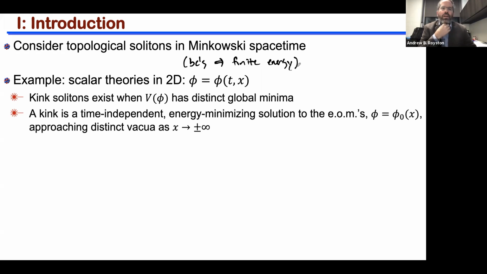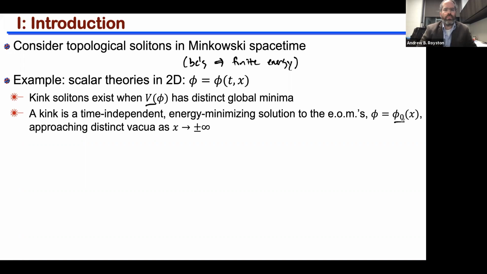That's 2D linear sigma models with a single scalar field. So that's a function phi of t and x. So these theories have a field theory potential V of phi, and kink solutions exist when V of phi has distinct global minima. And a kink is a time-independent, energy-minimizing solution to the equations of motion. So we'll denote that classical solution by phi naught, and it approaches these two different vacua as x goes to plus or minus infinity.